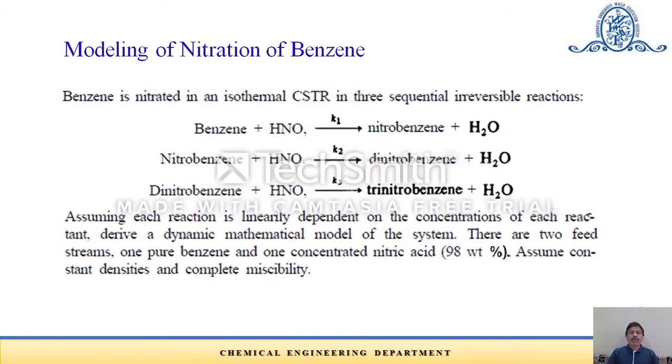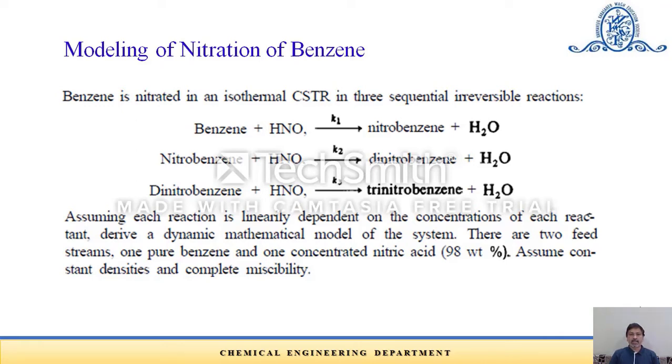Here the problem statement is given from the book Process Modeling, Simulation and Control for Chemical Engineers. The author is Luyben. The statement of the problem is benzene is nitrated in an isothermal CSTR in three sequential irreversible reactions. Benzene is reacted with nitric acid with reaction rate constant K1. It gives nitrobenzene plus water. This nitrobenzene is again reacted with nitric acid to give a dinitrobenzene, and this dinitrobenzene again reacted with nitric acid with reaction rate constant K3, and it gives trinitrobenzene and water.